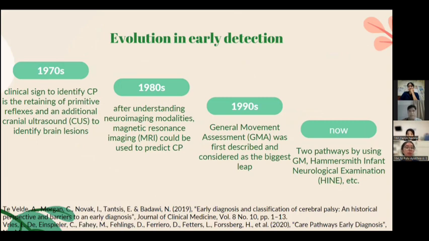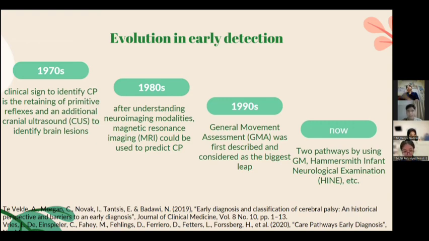The evolution in early detection methods started from the 1970s. Its clinical sign to identify CP is the retaining of primitive reflex and an additional cranial ultrasound, shortened as CUS, to identify brain lesions. In the next decade, the 1980s, after understanding the neuroimaging modalities, magnetic resonance imaging, shortened as MRI, could be used to predict CP.